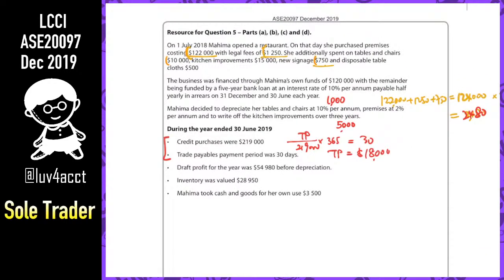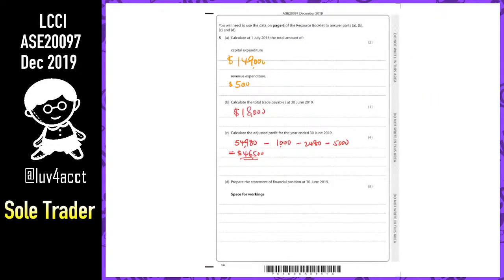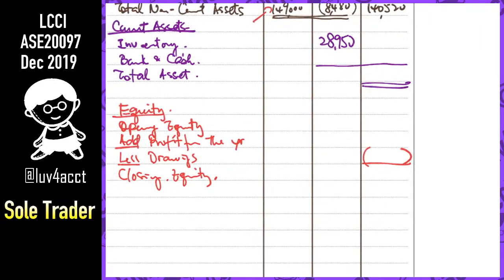Opening equity given to us is 120,000. Also 3,500 as drawings, and 46,500 as the profit. So 120,000 plus 46,500 minus 3,500. That will give you 163,000.